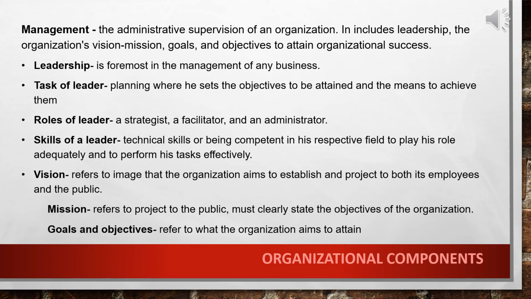So sa vision, both sa employees and public siya. Ito yung gusto ng organization na ma-attain to both employees and public. Sa mission naman, medyo nakapokus siya sa kung ano yung gusto ng organization makita sa kanila ng publiko. While goals and objectives naman, kung ano yung gustong ma-achieve ng organization or ng business sa business nila. So yung vision, mission, goals, and objectives are related to each other.